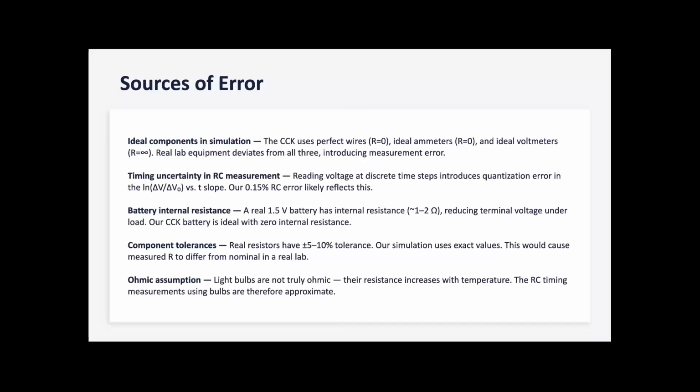Our simulation with CCK uses ideal components: perfect wires, ideal ammeters, ideal voltmeters. In real life, none of these are truly ideal. Ammeters have small resistance, voltmeters have finite resistance, and wires have measurable resistance at high current. Timing the RC discharge introduces quantization error since we read voltage at discrete time steps rather than continuously.